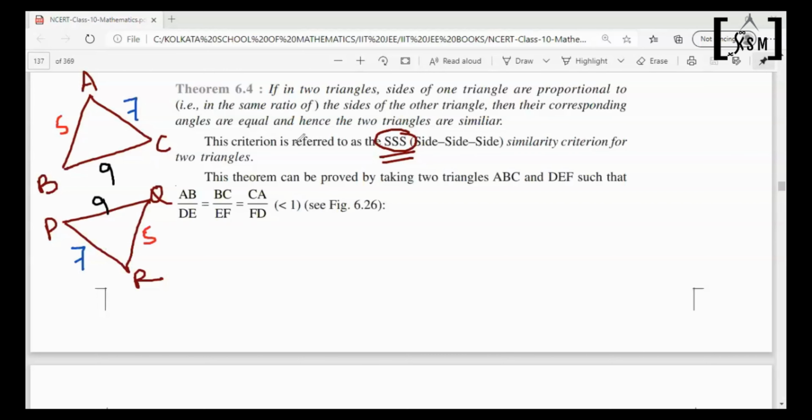So we don't talk about the side ratios. Sorry. We always talk about the side ratios. In this case, side AB and side QR ratio is what?